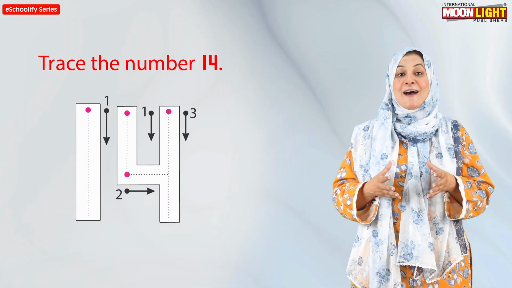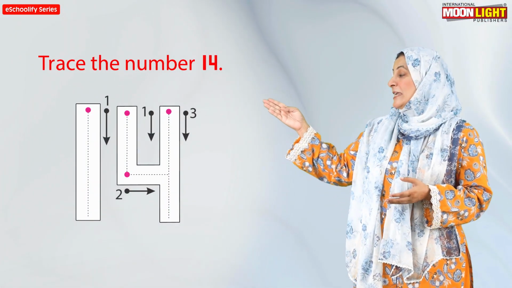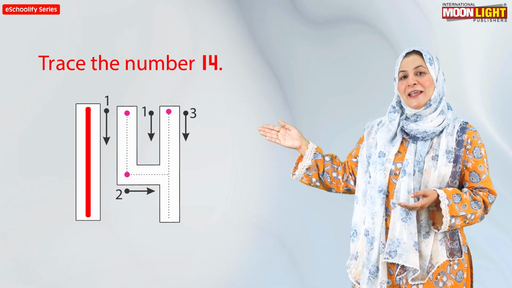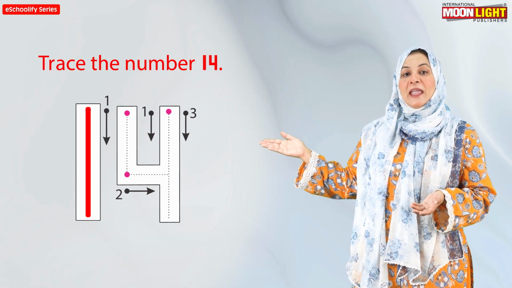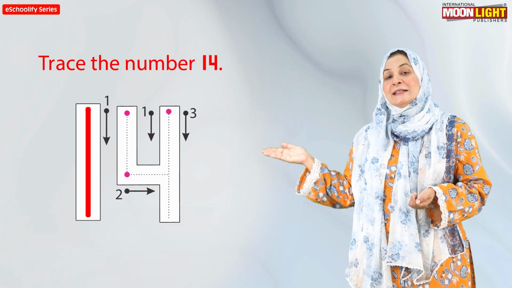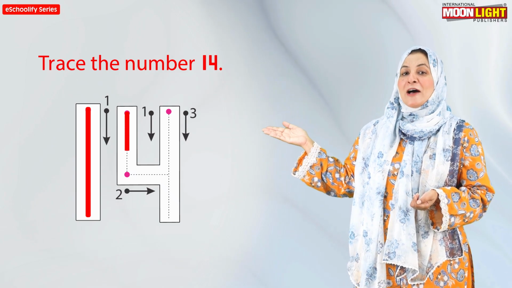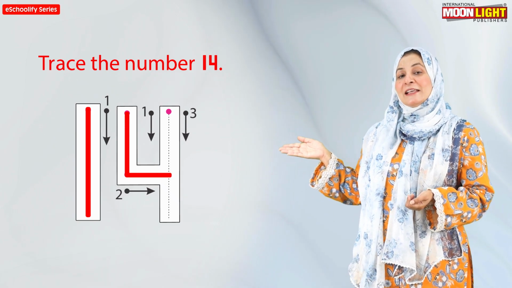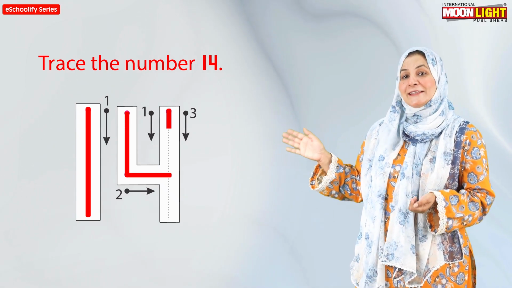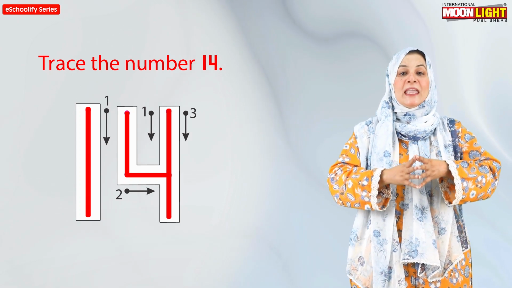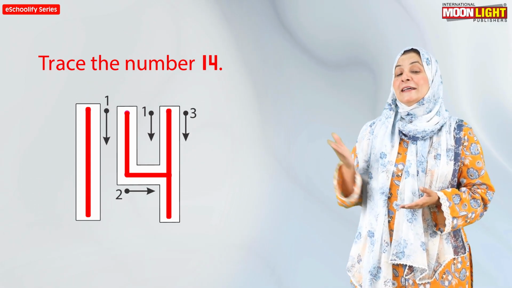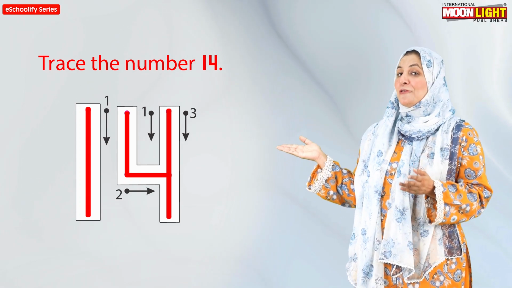So, let's start. Start from the dot, come straight down. It will make number 1. Start from the dot, come straight down, make sleeping line. Another straight down. It will make number 4. 10 and 4, 14.